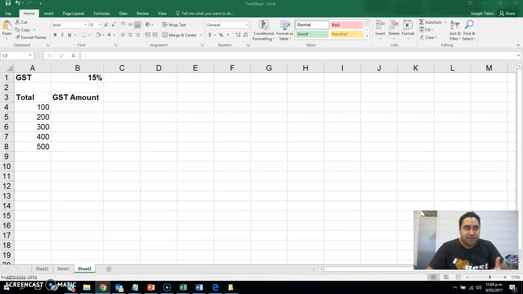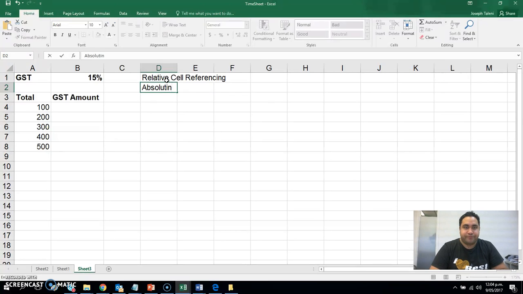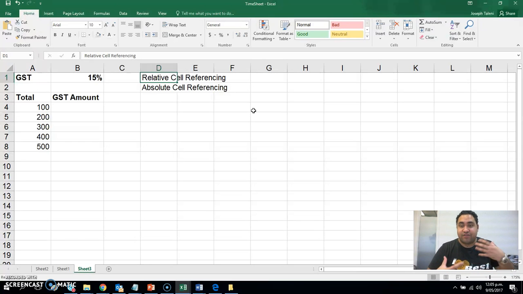So in this part of the lesson we're going to look at absolute and relative cell referencing. So let's start with what relative cell referencing is versus absolute cell referencing. If you think of the word relative, it means in relation to, that there's a relationship to. So if I say absolute, that means it's stuck or it's fixed on.